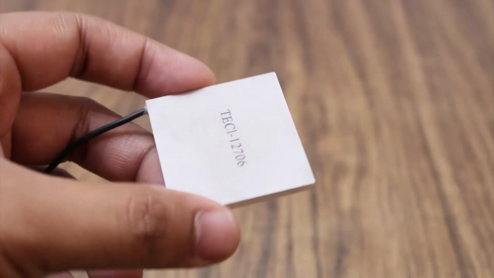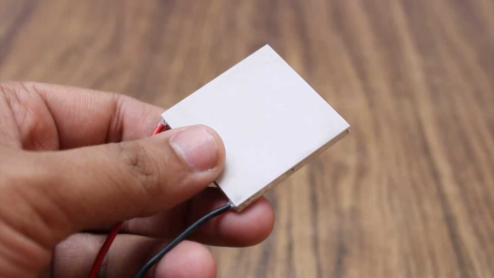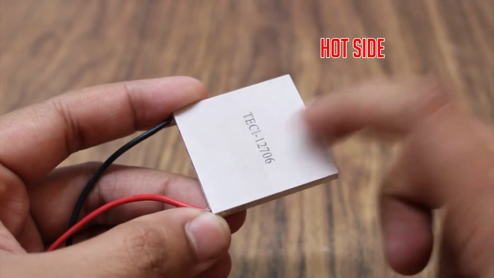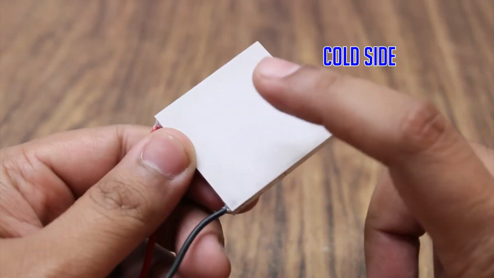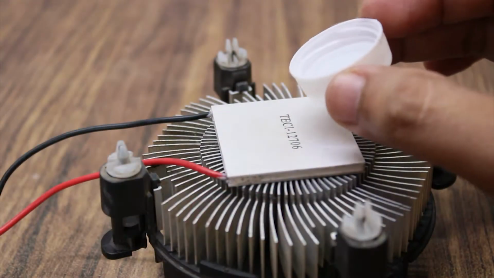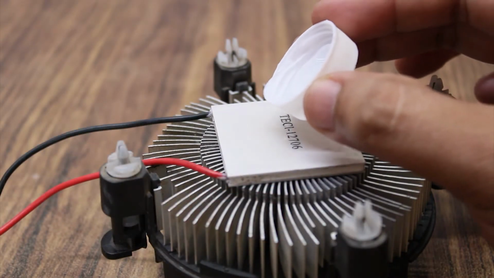This is a thermoelectric cooler, also known as a Peltier module. This device works on the Peltier effect, which uses electric current to create heat on one side and cools the other side. Today we will be testing this module and see whether it can create enough cooling to turn water into ice. So let's get started.